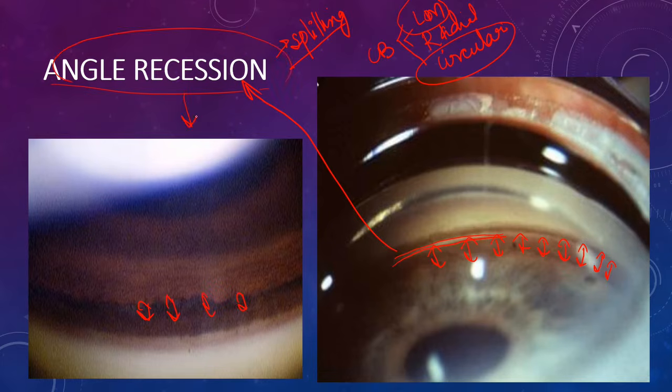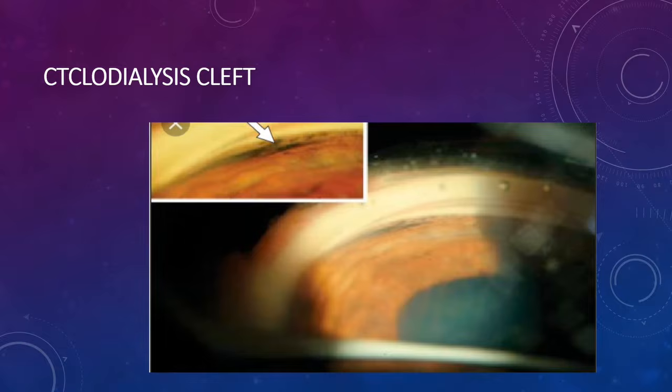Now in angle recession, the facility of outflow of aqueous humor is affected. So what I mean to say is the aqueous humor outflow will be decreased, and therefore there will be more buildup of pressure within the eye. So the intraocular pressure will be raised, and angle recession can actually lead to angle recession glaucoma.